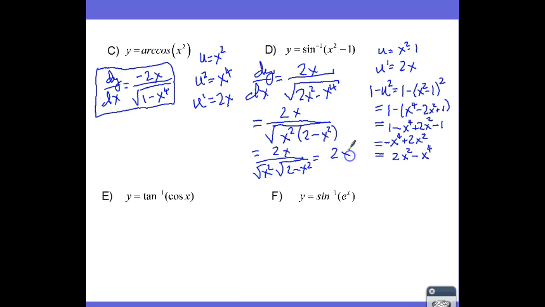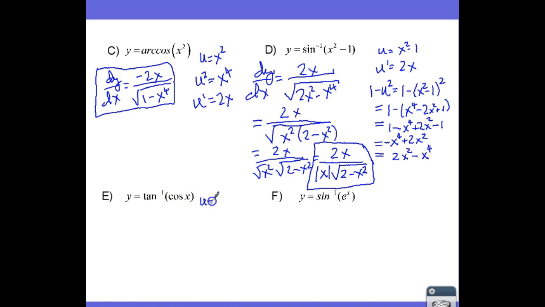And that's going to be equal to 2x over, and the square root of x squared is the absolute value of x, times the square root of 2 minus x squared. And that is going to be my solution. Now let's look at part E. We have the derivative of the inverse tangent of cosine of x.